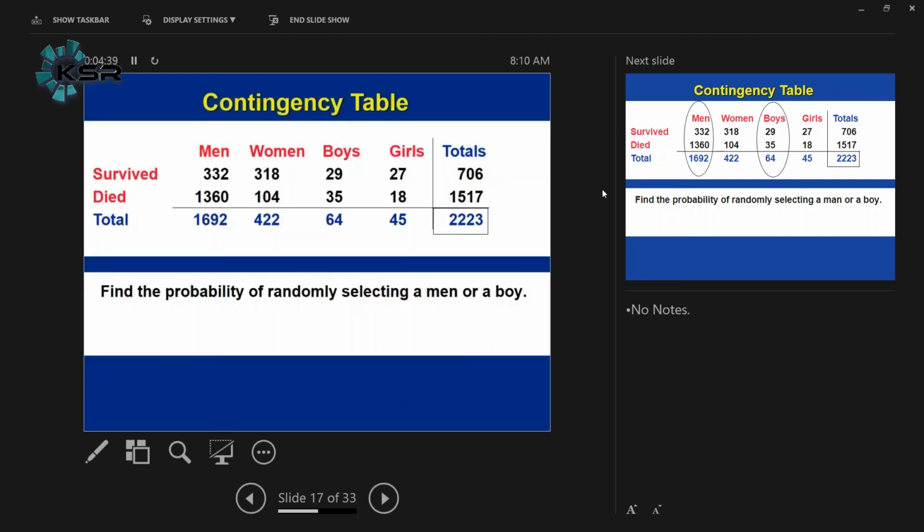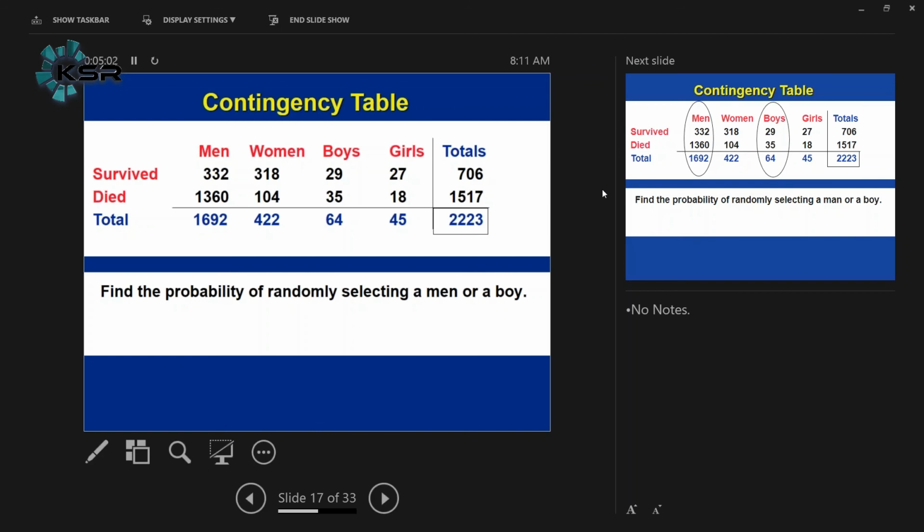Let's say the matrix format is called a table, which looks like this. This is the contingency table. In the contingency table, we have 4 different classes: men, women, boys, girls. For the 4 categories, we have 2 sublevels: one is survived and the other is dead. Now these are the numbers.